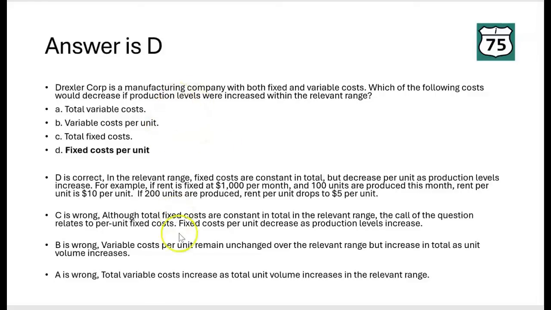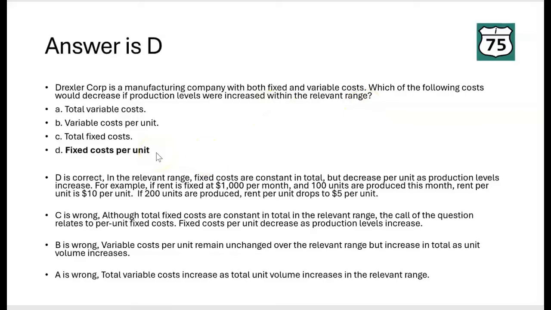A is wrong. Total variable cost increases as total unit volume increases in the relevant range. So the more tables we produce, the more legs we actually have to pay for. So as total unit volume increases, total variable cost increases, but variable cost per unit will still be $20 a leg, no matter how many tables we make, within the relevant range. So which of the following costs would decrease if production levels were increased within the relevant range?